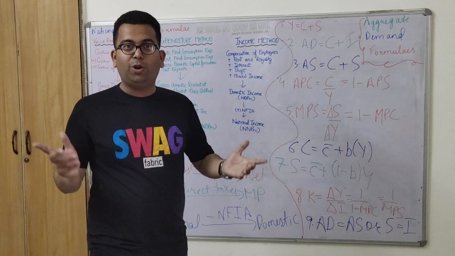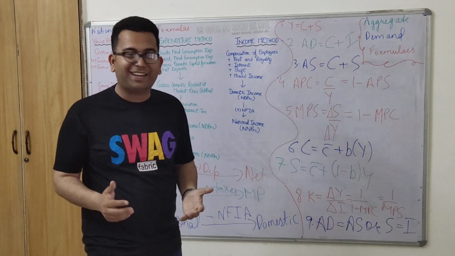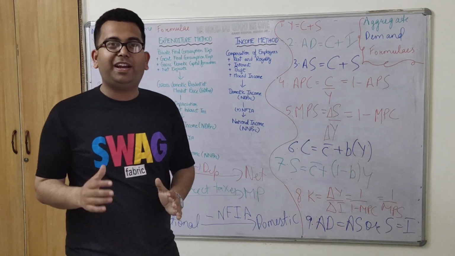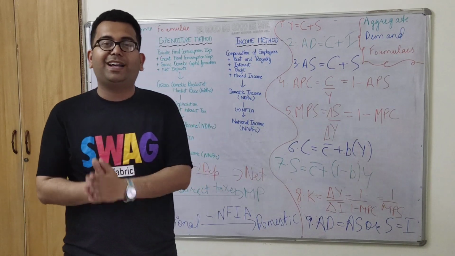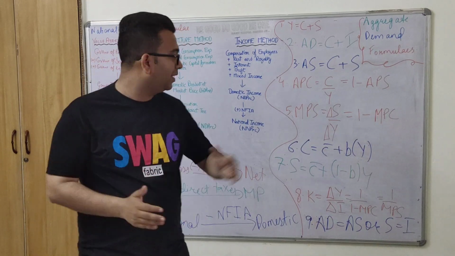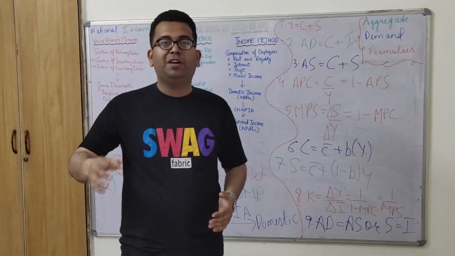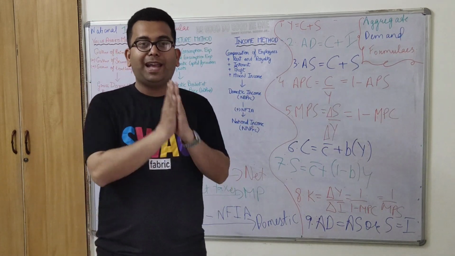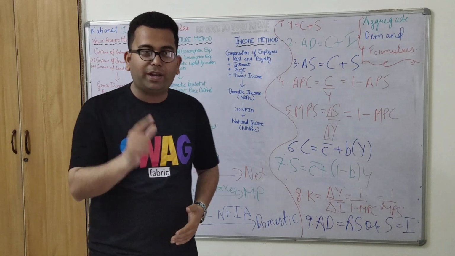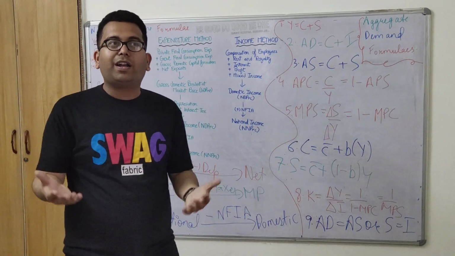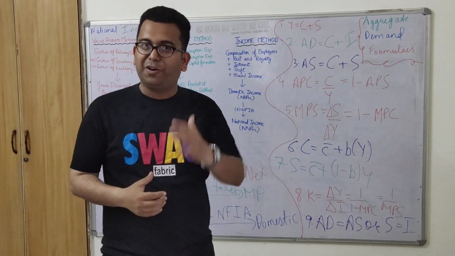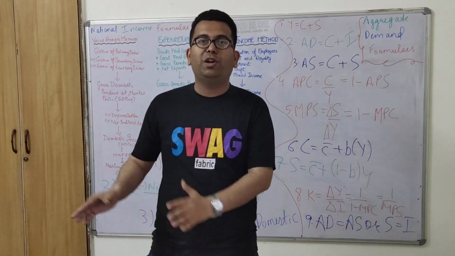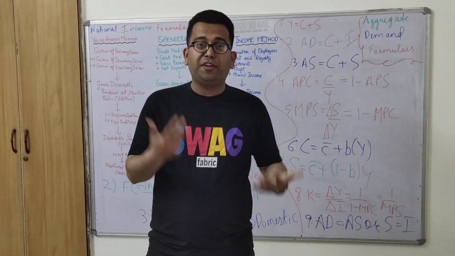What is K? K is the investment multiplier. The formula says delta Y upon delta I. Delta Y refers to change in national income, and delta I is change in investment expenditure. The second formula is 1 upon 1 minus MPC. Other formula, 1 upon MPS, because MPC plus MPS is equal to 1. Last formula: what are the equilibrium conditions? First, aggregate demand is equal to aggregate supply, and second, saving is equal to investment. So these were two conditions of equilibrium.